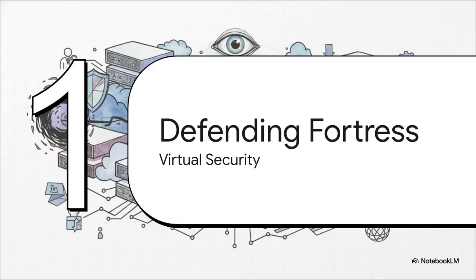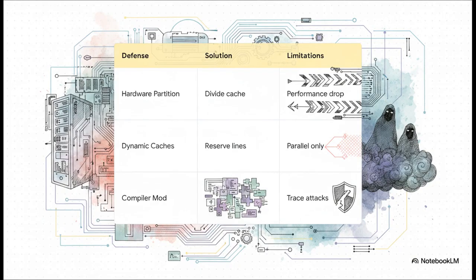Finally, Section 5, Defending the Virtual Fortress. So with all of these invisible attacks happening in the cache and deep within memory access windows, how exactly does the industry fight back? Well, researchers have proposed several mitigation strategies, but they almost all come with severe trade-offs.